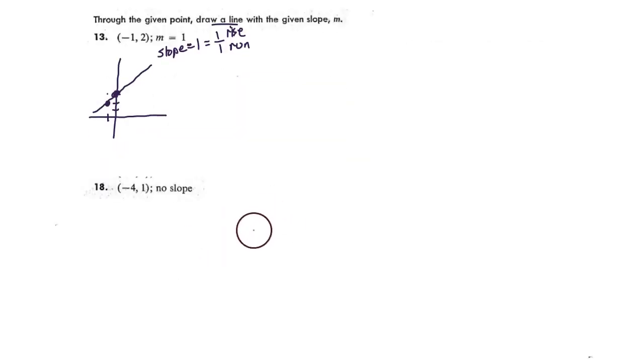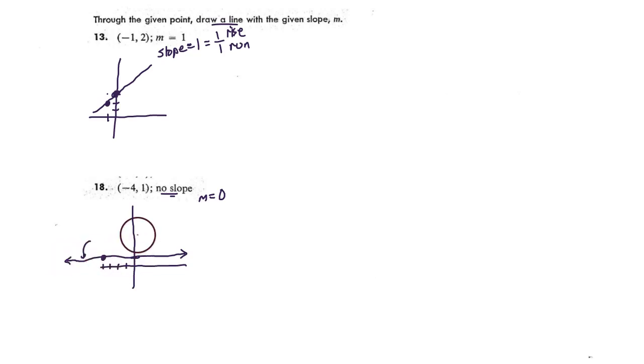Number 18, we're asked to draw the line. 1, 2, 3, 4, and up 1. Here's negative 4, comma 1. Our line has no slope. Well, what does it mean to have no slope? That's like saying that m is equal to 0, that it doesn't rise at all. So you draw a horizontal line through the dot. We'll cross the y-axis at the 1. Sorry about the little dip right there. This should be perfectly straight.